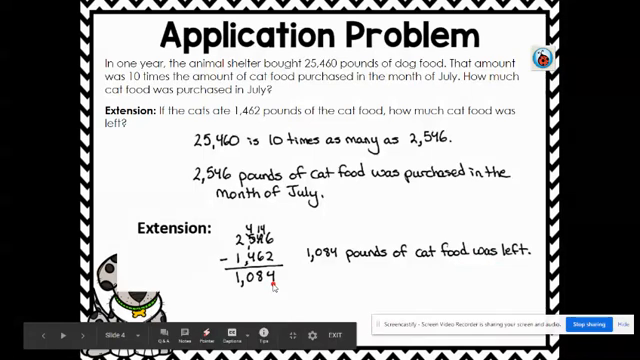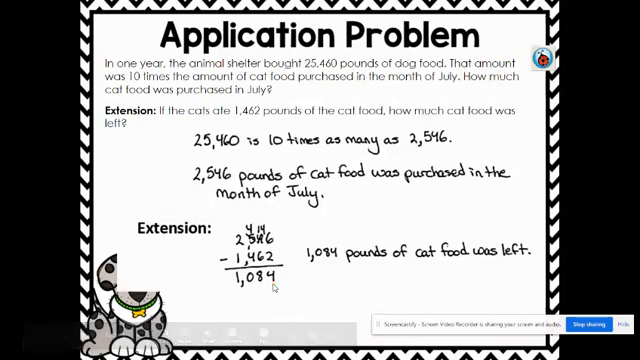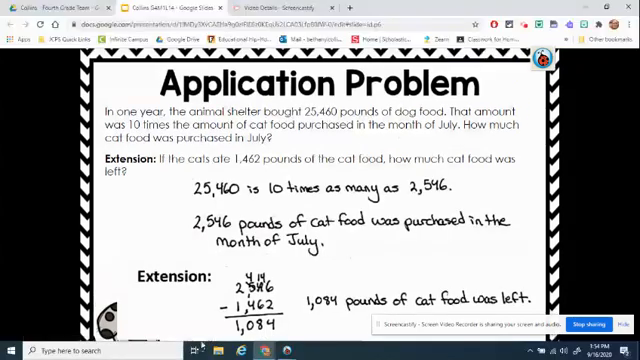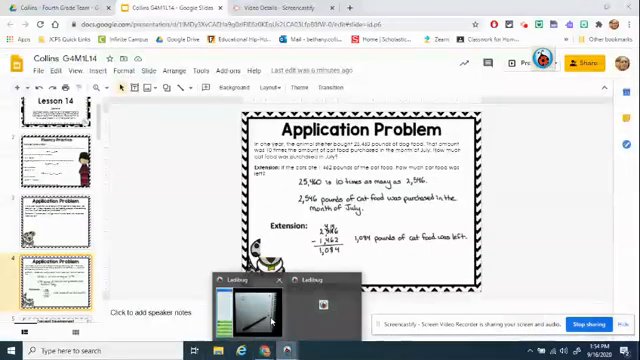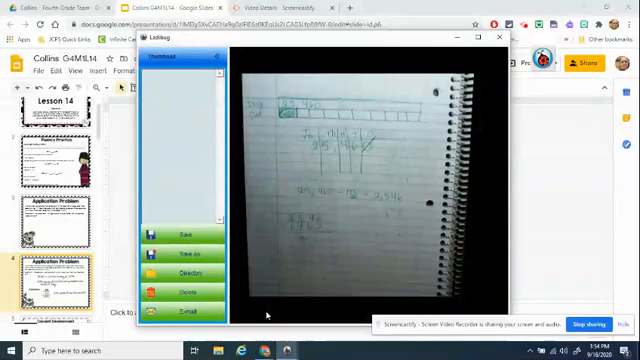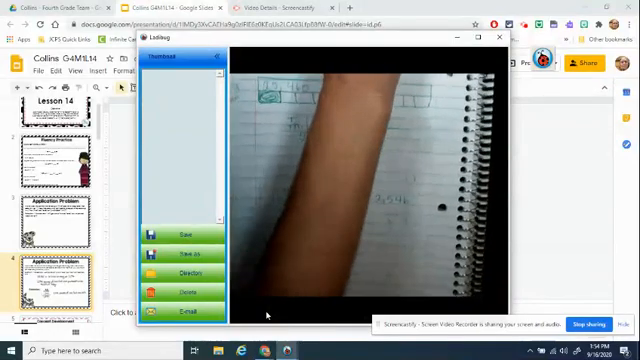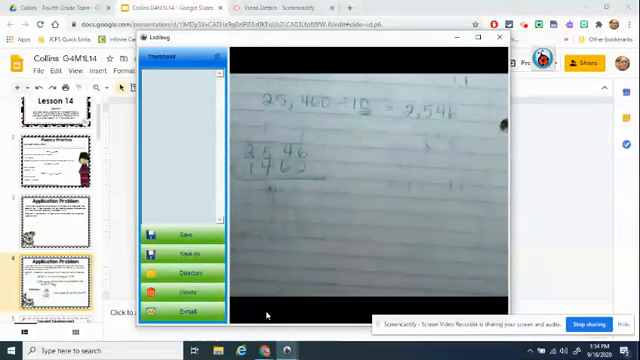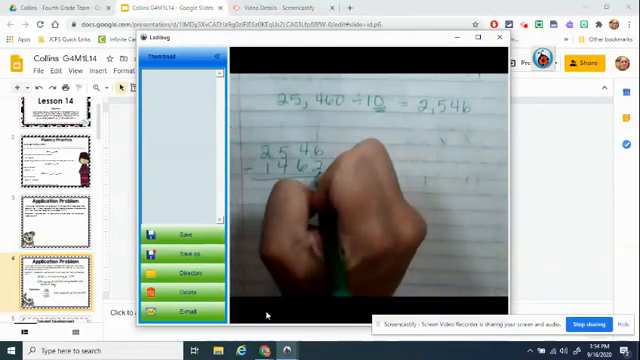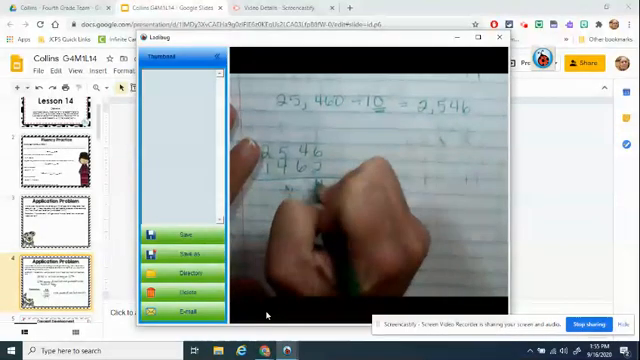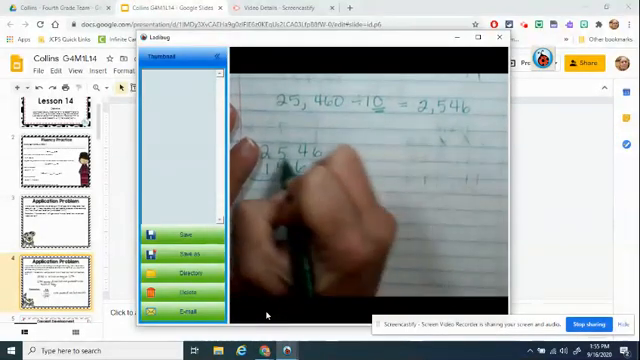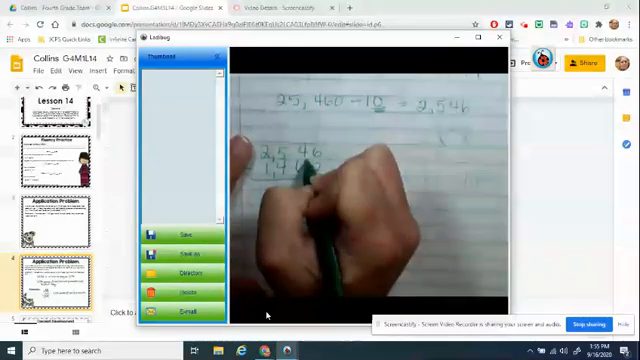Okay, so 2,546 minus 1,462. Let me switch back over to my document camera just so I can show you how to do this math. Zooming in. Okay, 6 minus 2, I can do that. 6 minus 2 is 4. 4 minus 6, that's where I have to stop. I have to stop there because 4 minus 6 is bigger than 4.